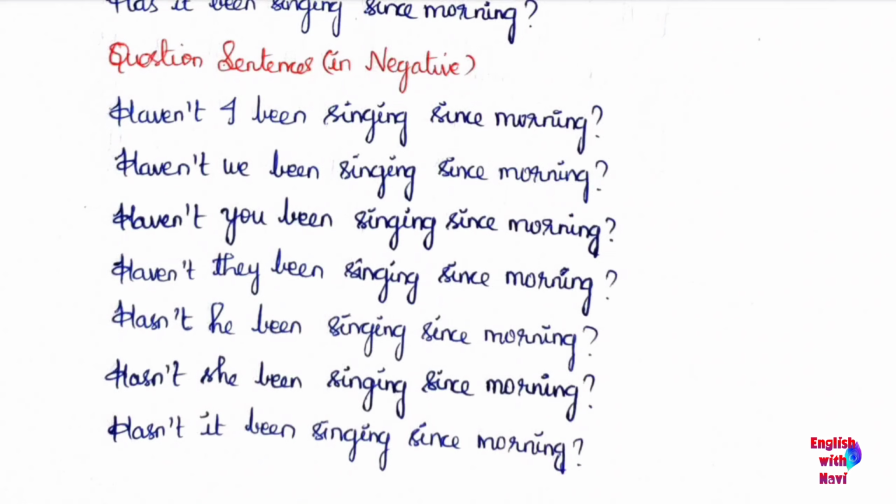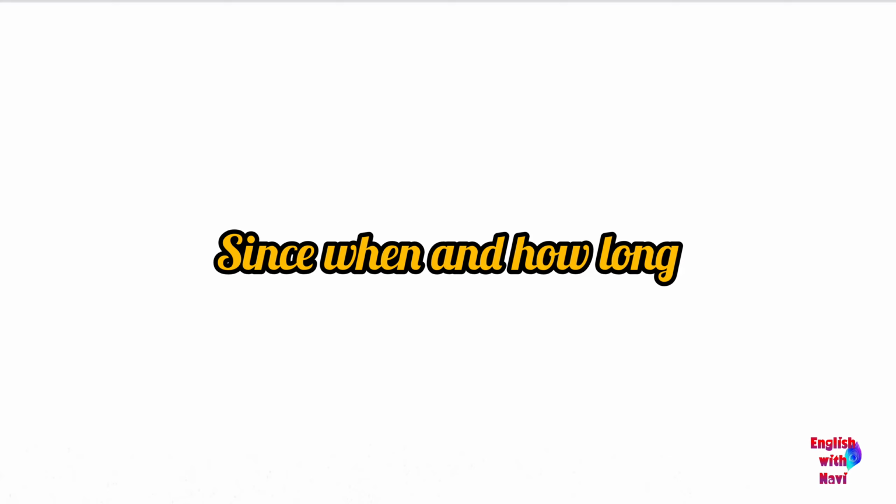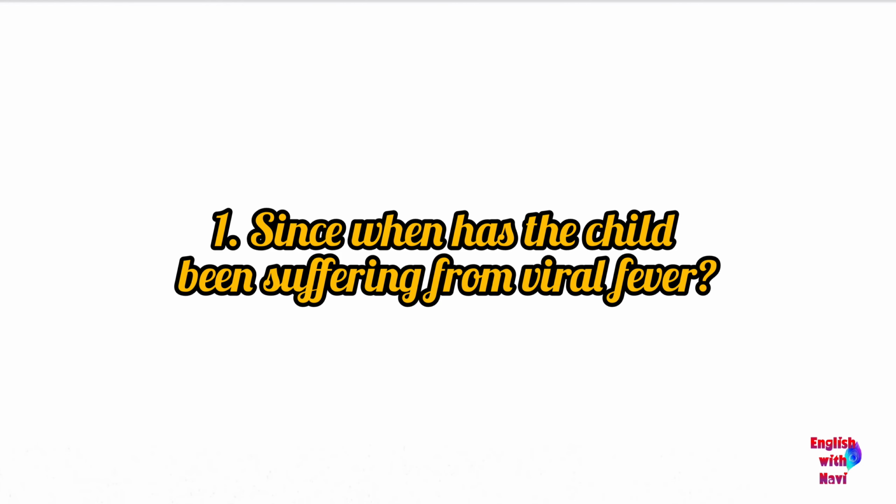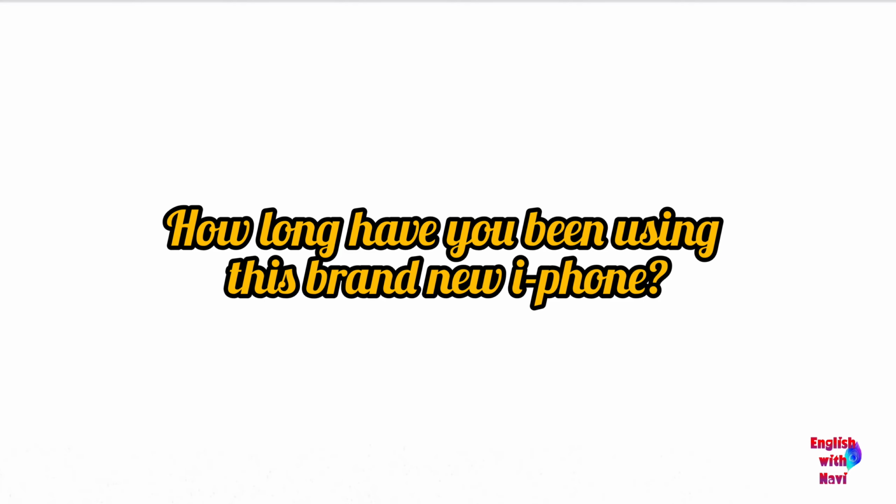Alright. So that's how you end up framing both positive and negative questions as well. Now what's the second method here? Using keywords like since when and how long, we are going to frame questions. Just notice the first question on the screen. Since when has the child been suffering from viral fever? How long have you been using this brand new iPhone? Alright, so this is the second method that we can use to frame questions.